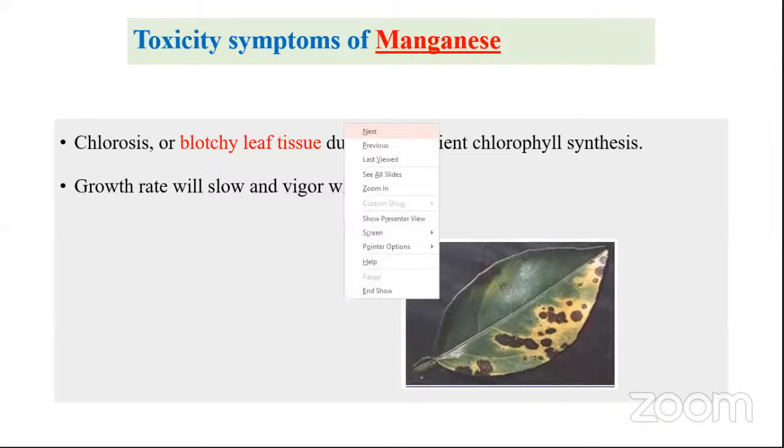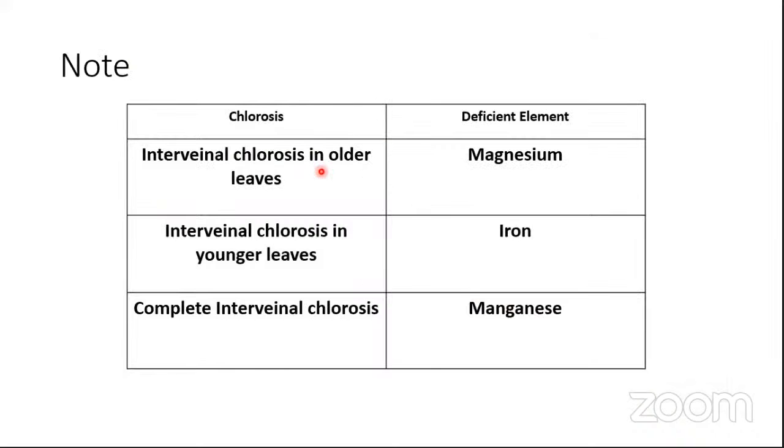Coming to the next, you can see interveinal chlorosis. Students, just observe: if there is interveinal chlorosis in older leaves, that is a deficiency of magnesium. If interveinal chlorosis is in younger leaves, that is the deficiency of iron. Complete interveinal chlorosis is a deficiency of manganese. So just remember this difference between the chlorosis deficiencies to avoid any confusion.